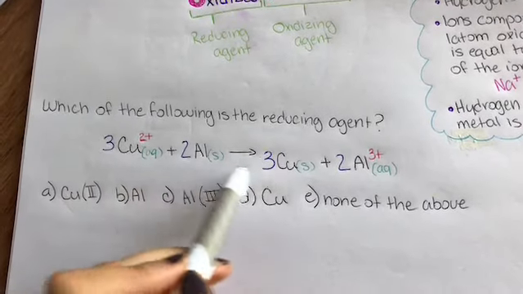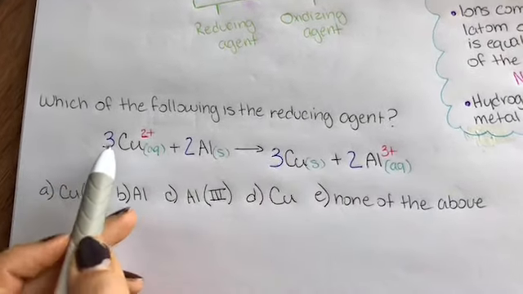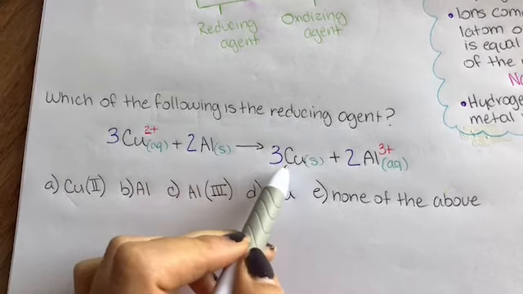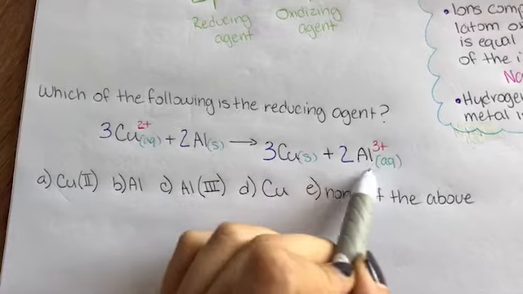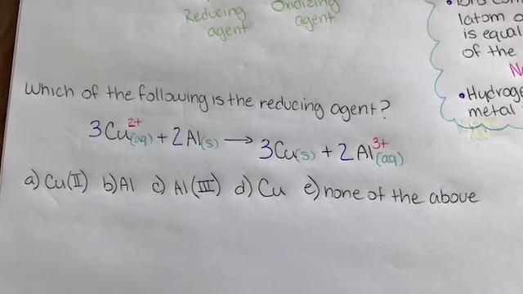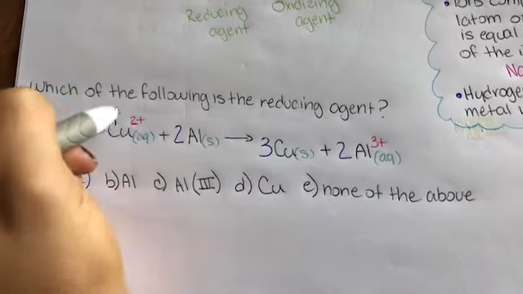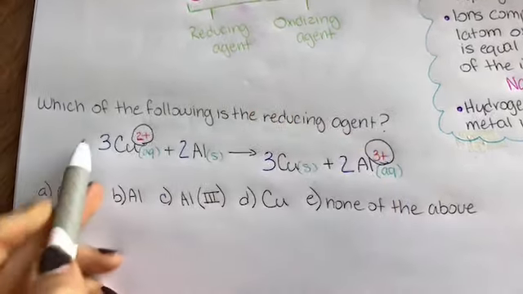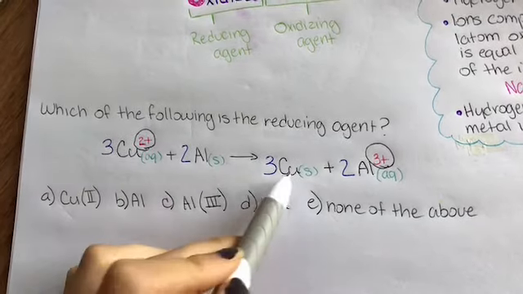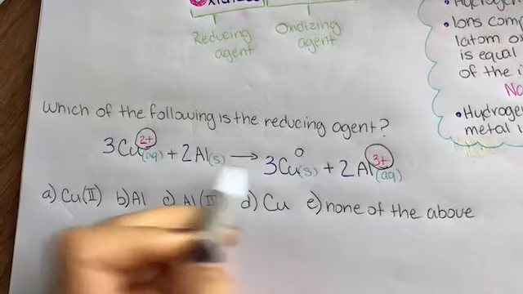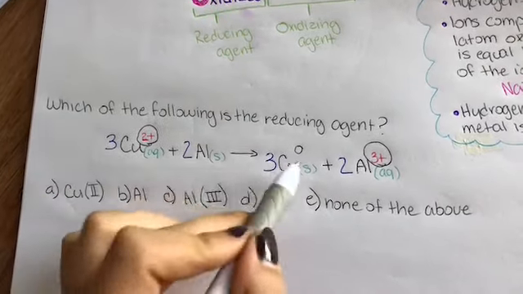And I went ahead and wrote down our equation right here. So 3Cu2+ plus 2Al is equal to 3Cu plus 2Al3+. So the first thing I'm going to do is look at my charges. So I have 2+ and 3+. So Cu goes from 2+ to a 0 charge. Even though the coefficient doesn't change, the charge is changing.